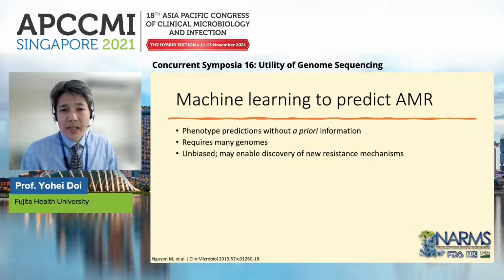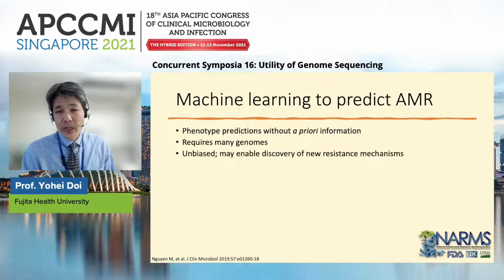So I'll highlight an example of machine learning to predict AMR. This is trying to predict phenotype without a priori information, so without a reference database. This approach requires a lot of genomes, but it does provide an unbiased analysis, and also may be able to discover new resistance mechanisms that are not yet curated or in the reference databases.